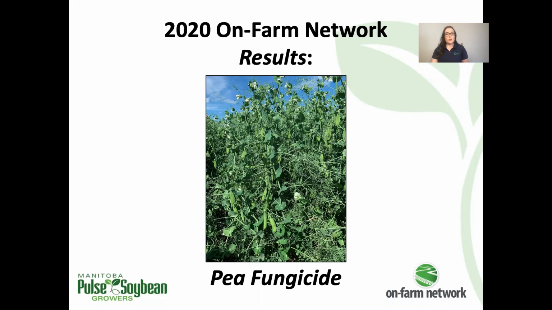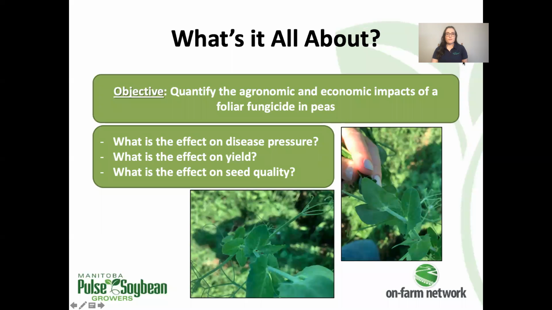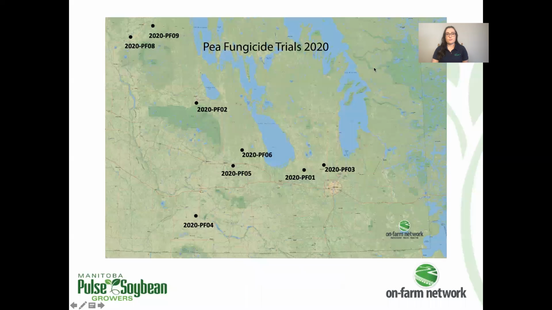Let's dive into our 2020 pea fungicide trial results. So these trials are designed to assess the agronomic and economic effects of foliar fungicide in peas. We determine the effect on disease pressure, obviously the effect on yield, and then we also have seed quality analysis underway this year too. So these were the trial locations for the 2020 growing season.